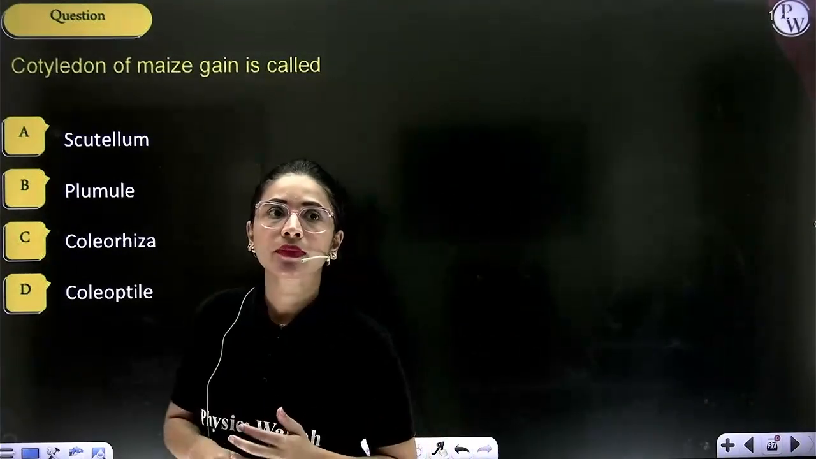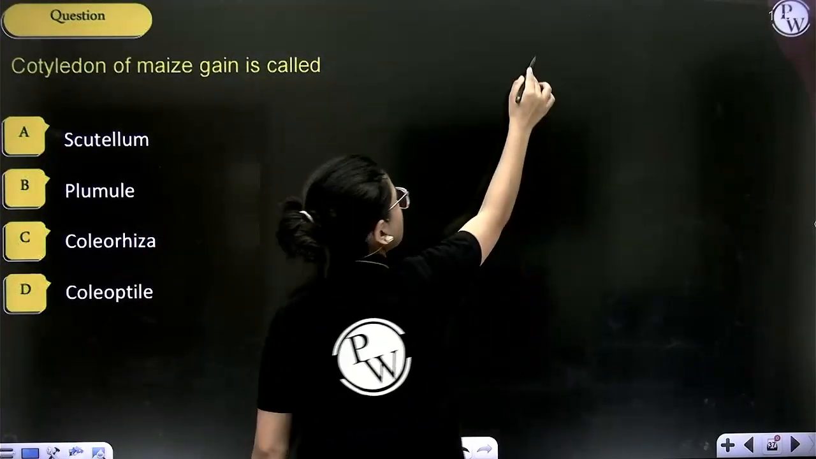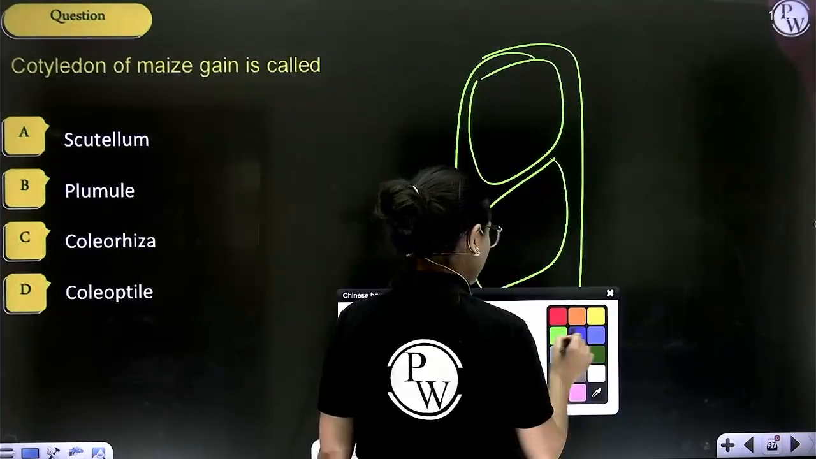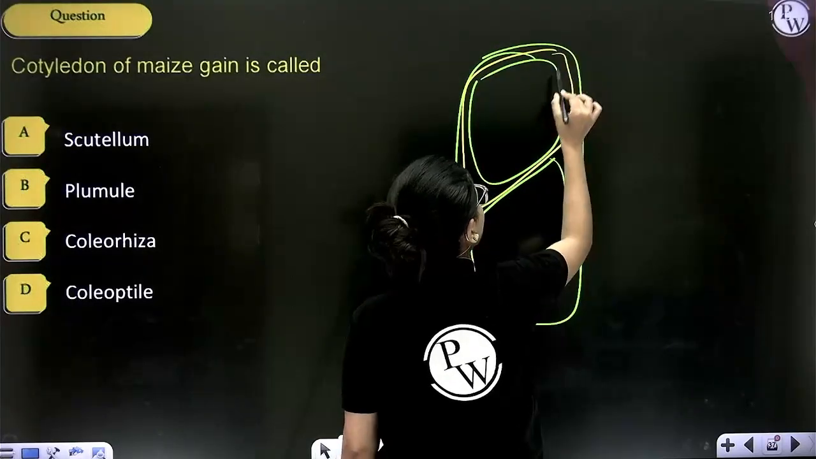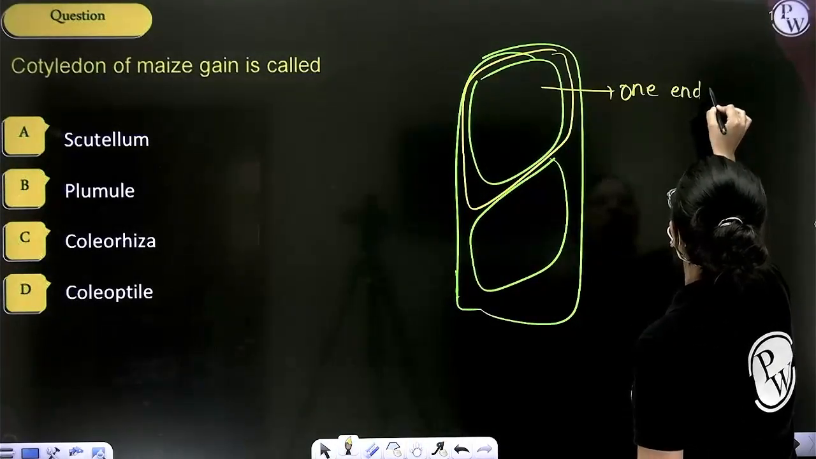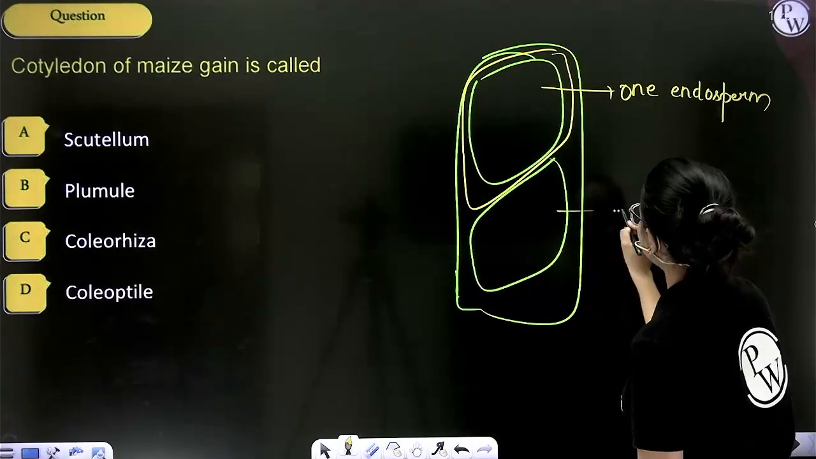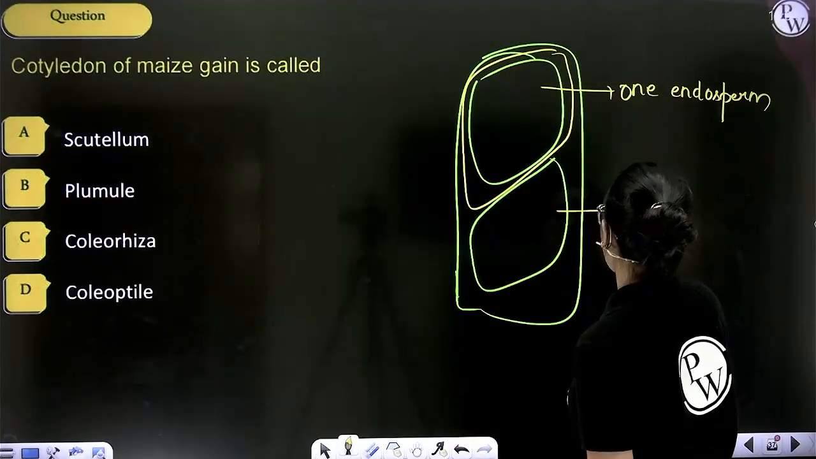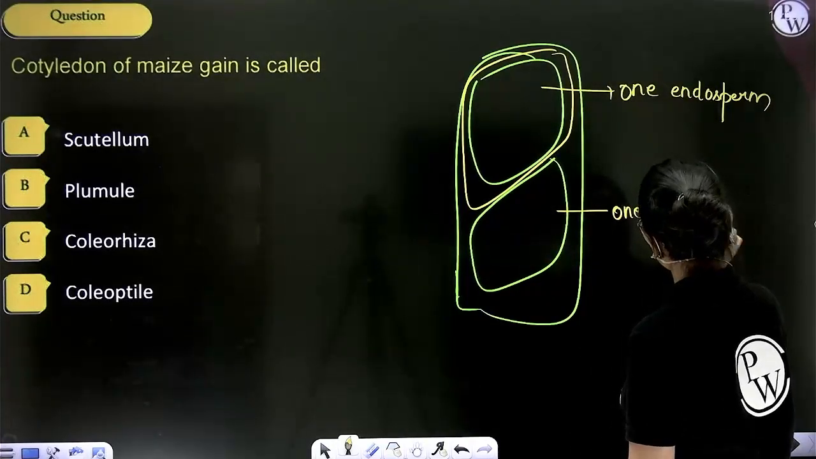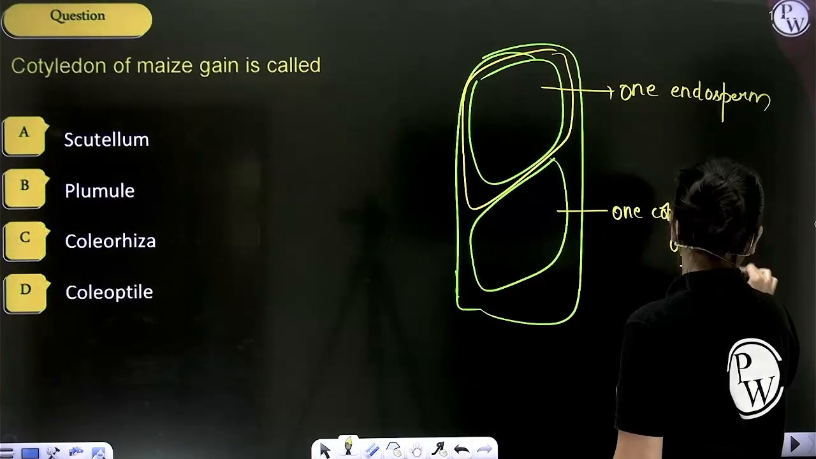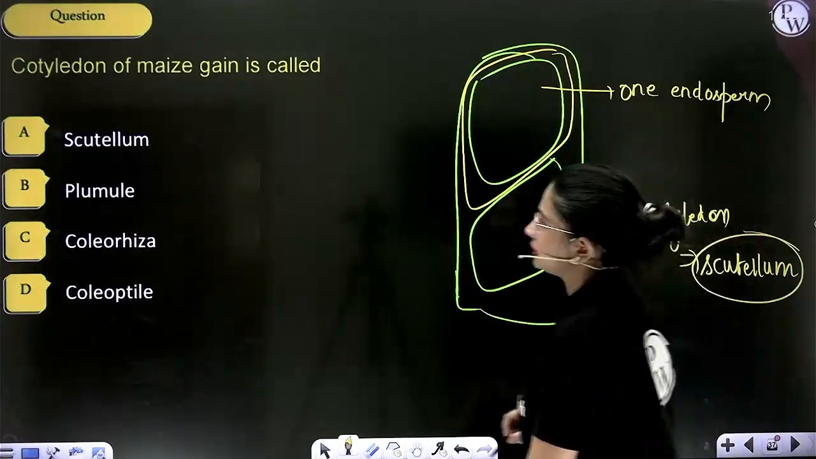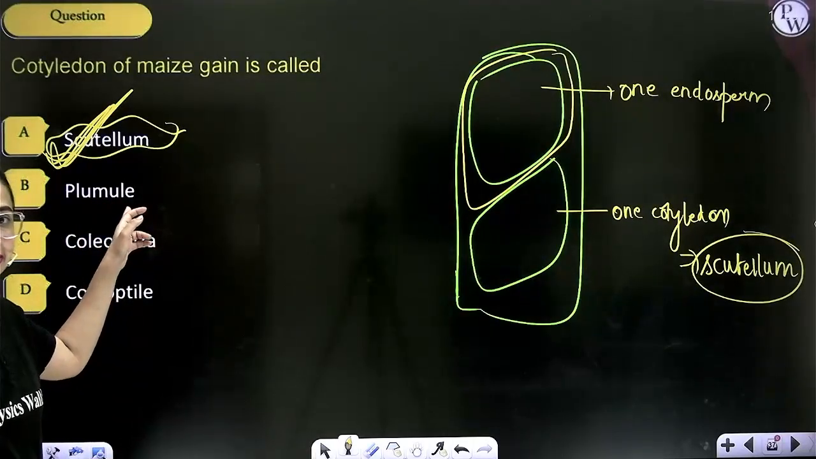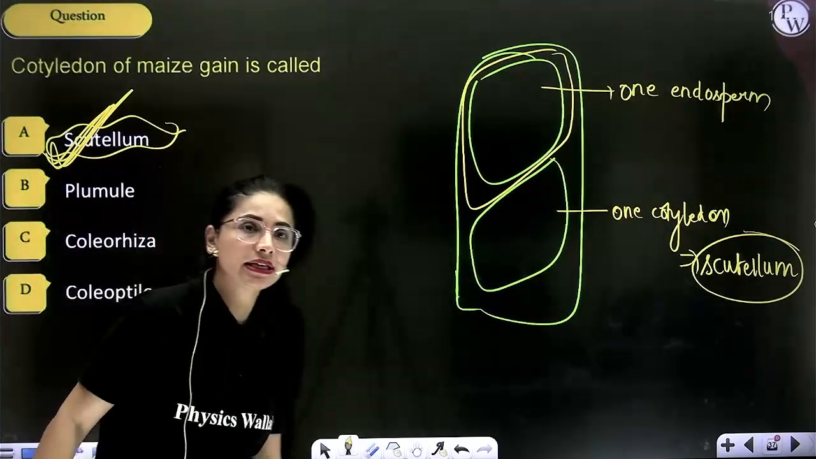Everyone, read it. The cotyledon of maize grain is called? This is a maize grain. It has a distinct endosperm and an embryo. Both are separated with the help of an aleurone layer. This one is the endosperm. This is the embryo. And this is actually the overall embryo having one cotyledon, which is called scutellum. The plumule, from where the shoot axis arises, is protected by the coleoptile, and the coleorhiza protects the root, that is the radicle.